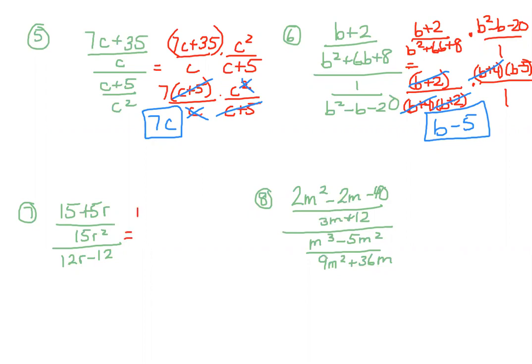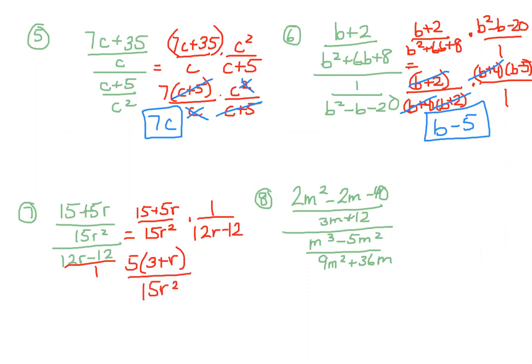All right, let's look at number 7. 15 plus 5r over 15r squared times 12r minus 12. Whoops, I did that wrong. Times 1 over 12r minus 12. Because this is like 12r minus 12 over 1. So we're going to take the reciprocal of that, and it becomes this, what I have written over here, 1 over 12r minus 12. Now, what can we factor? We can factor a 5 out of that. And we can factor a 12 out of that.